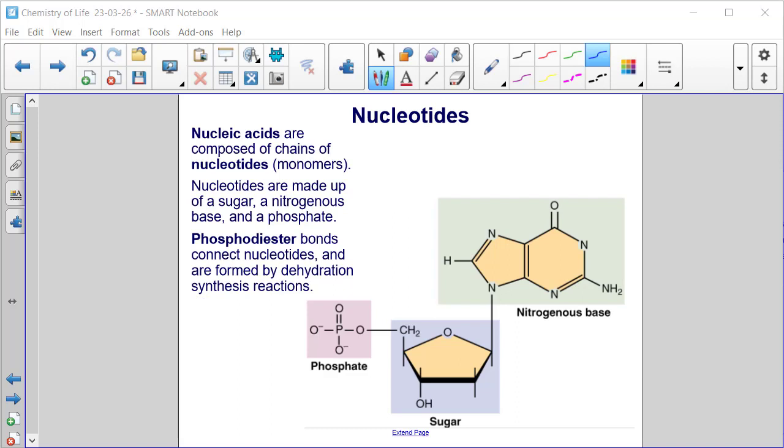The 3 main types of RNA are messenger RNA, mRNA, transfer RNA, tRNA, and ribosomal RNA, rRNA. Nucleotides. Nucleic acids are composed of chains of nucleotides, monomers. Nucleotides are made up of a sugar, which you can see shaded here, a nitrogenous base, shaded here, and a phosphate. Phosphodiester bonds connect nucleotides and are formed by dehydration synthesis reactions.